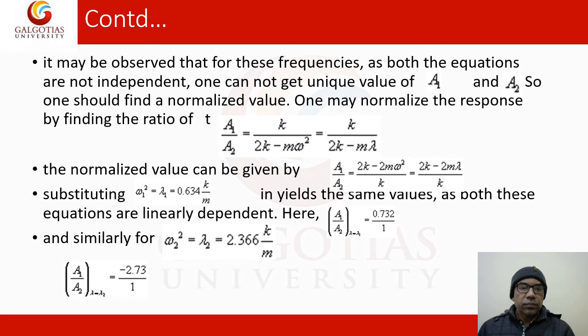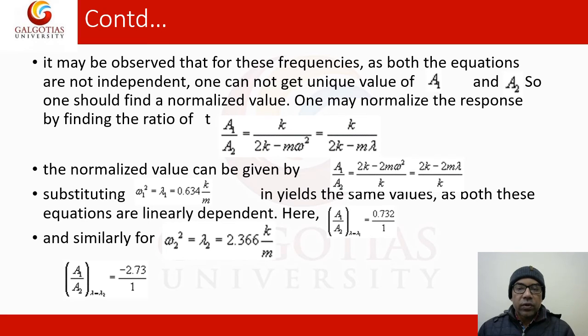It may be observed that as both the equations are not independent, we cannot get unique values of a1 and a2. So one should find a normalized value. One may normalize the response by finding the ratio a1 upon a2 equal to k upon 2k minus m omega squared, that is k upon 2k minus m lambda. The normalized value can be given by a1 by a2 equal to this expression, substituting omega squared equal to lambda 1, 0.634 k by m, as both these equations are linearly dependent.